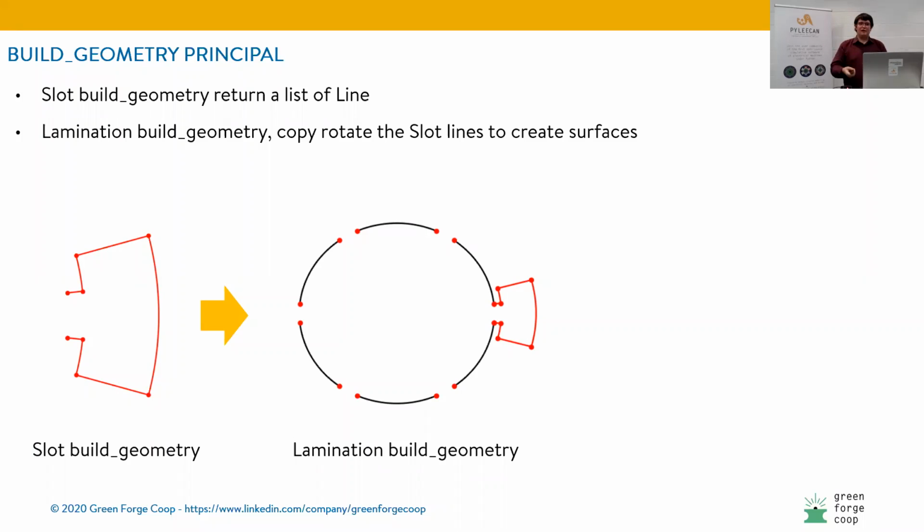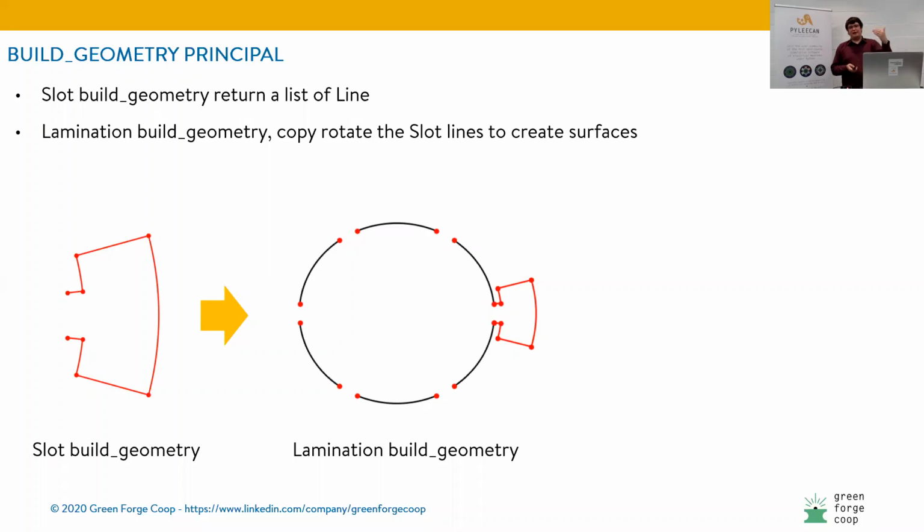You don't have to adapt it to any slot surface. As long as your slots follow what is intended to be returned by build geometry, it will always be possible to plot them in a lamination. And what is interesting is that if we want to define some more complex lamination, for instance, where the slots are not evenly distributed, that's very simple. You just have to change the build geometry method of the lamination, and it will copy and rotate the slot in another way. So that's very convenient to handle.